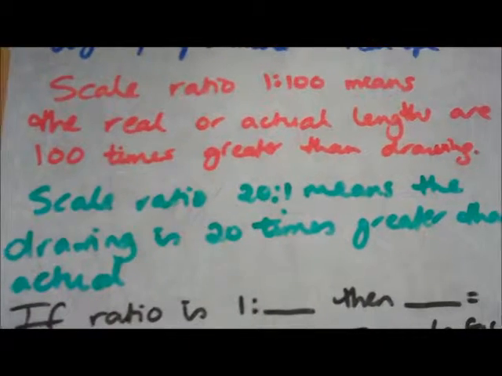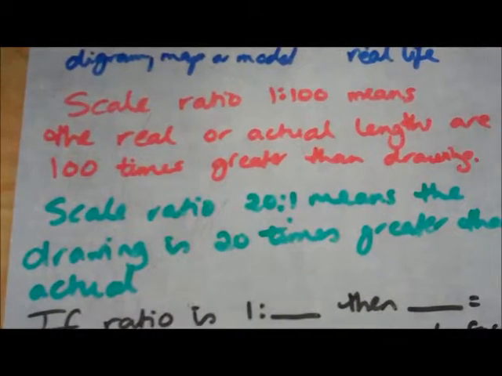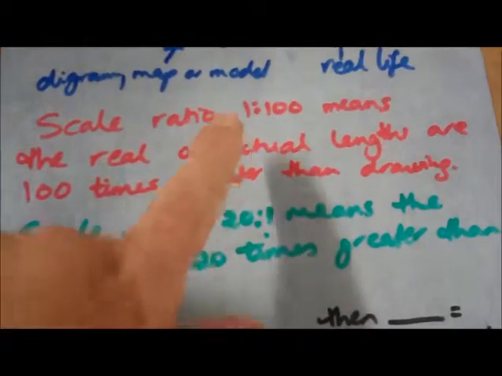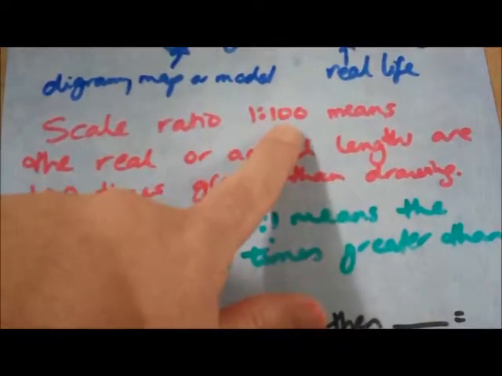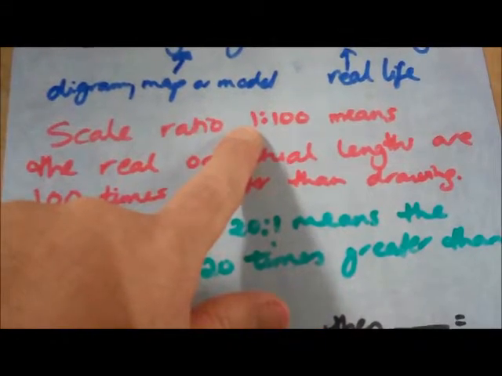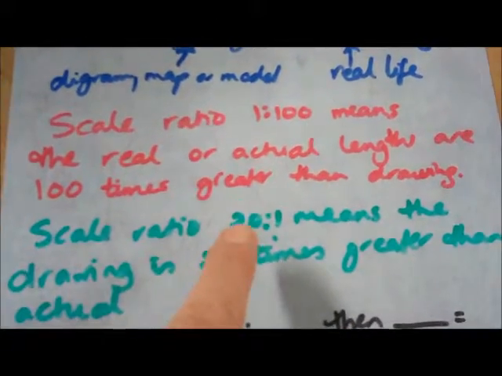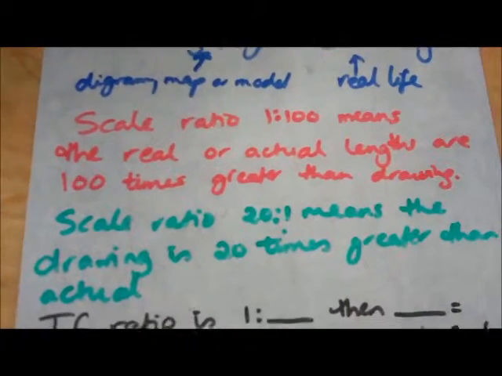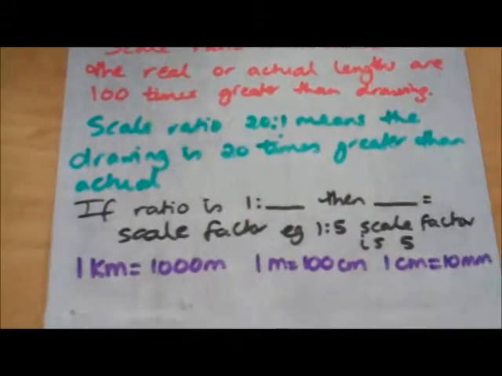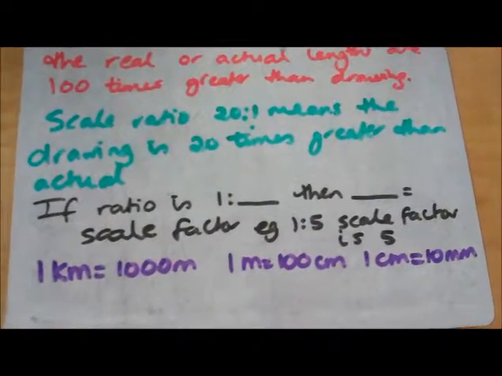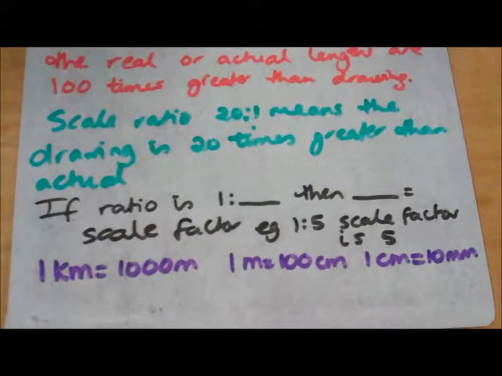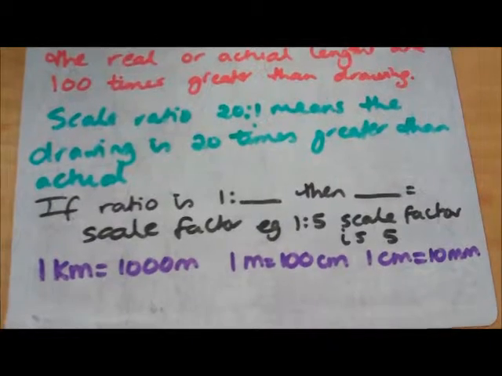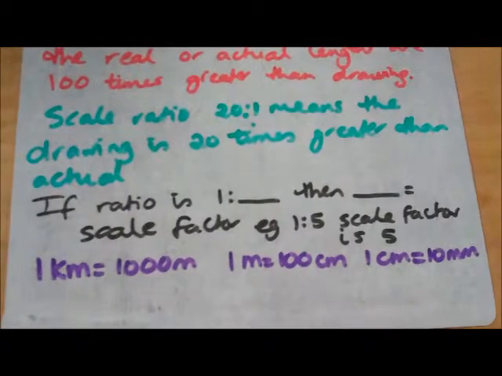So a scale ratio of 20 to 1 means the drawing is 20 times bigger than the actual one. In this case, I've got 1 to 100, so the drawing is much smaller than the original. Here, the drawing is much bigger than the original. Okay? So if the ratio is 1 to something, then the something is called the scale factor. If I've got 1 to 5, then the scale factor is 5. So it's just 5 times bigger than the original.